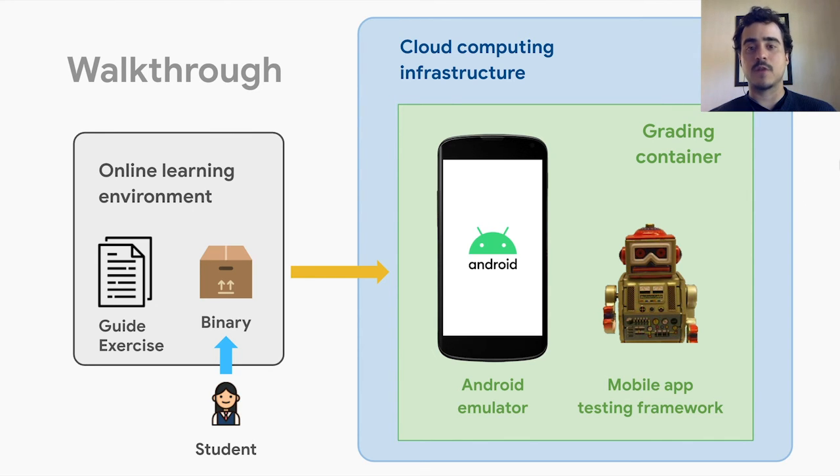The teaching staff writes unit tests for each exercise, and these tests use the mobile app testing framework called Appium to interact with the device. This framework is widely used in the industry, and it allows interacting with the user interface of the phone. For instance, it is possible to locate elements on the screen and perform input actions or gestures like swiping.